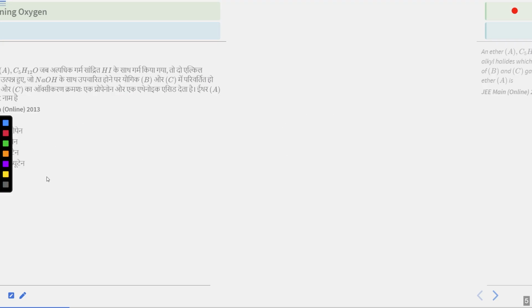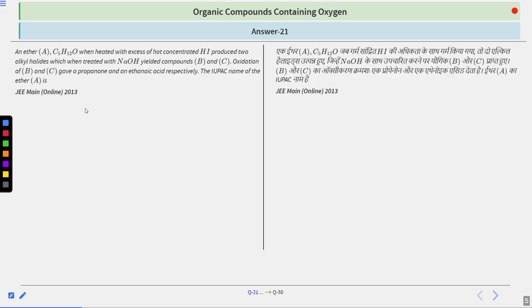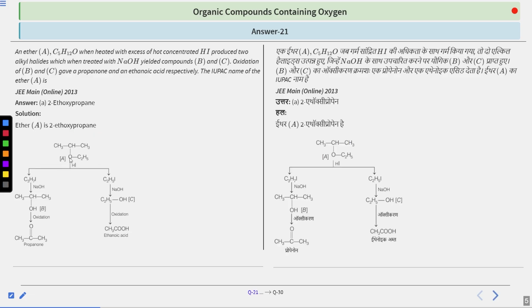Okay, let's see. The correct answer for the given question is option A, that is 2-ethoxypropane. Ether A, which we have to find out, is 2-ethoxypropane. You can see we have our A compound, which is an ether, and the IUPAC name is 2-ethoxypropane, because in the main chain we have 3 carbons, and at the second position we have an ethoxy group. That means ethyl and oxygen, right? So its name is 2-ethoxypropane.